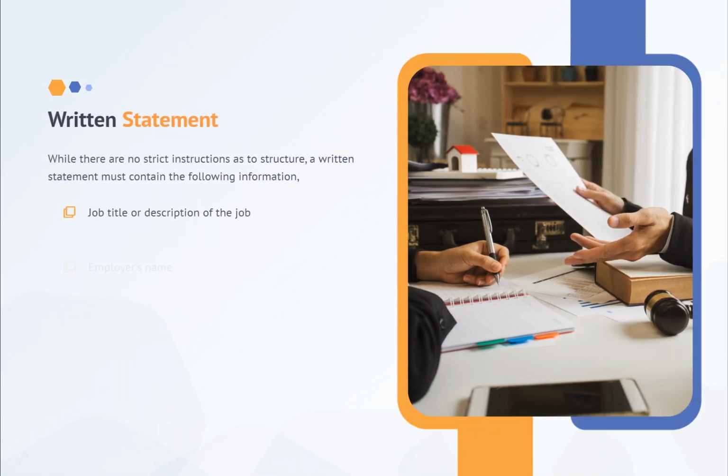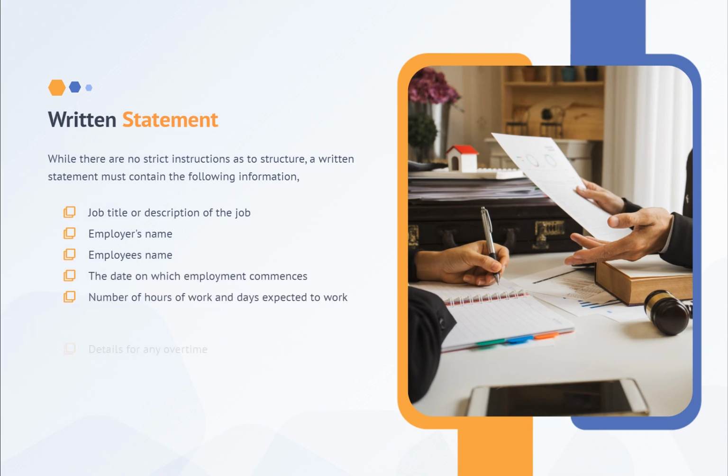While there are no strict instructions as to structure, a written statement must contain the following information. Job title or description of the job. Employer's name. Employee's name. The date on which employment commences. Number of hours of work and days expected to work. Details for any overtime. Details of the salary.